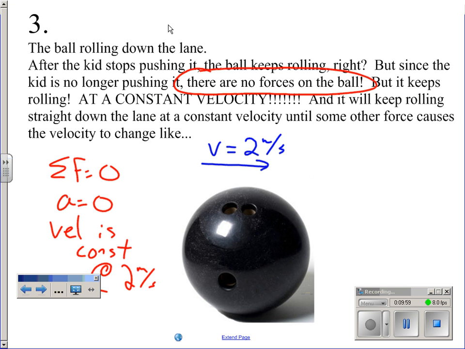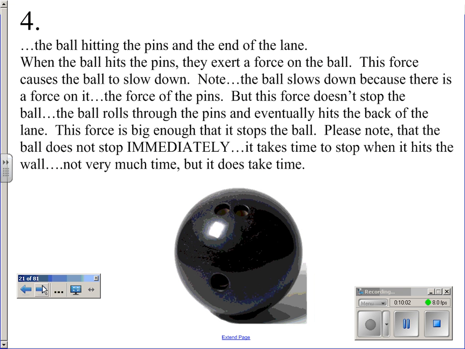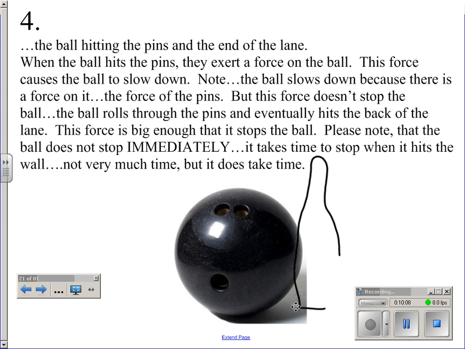Okay, so the fourth part then is the ball hitting the pins, right? So eventually the ball gets down to the end of the lane and that's supposed to be a bowling pin. Worst bowling pin ever. Deal with it.